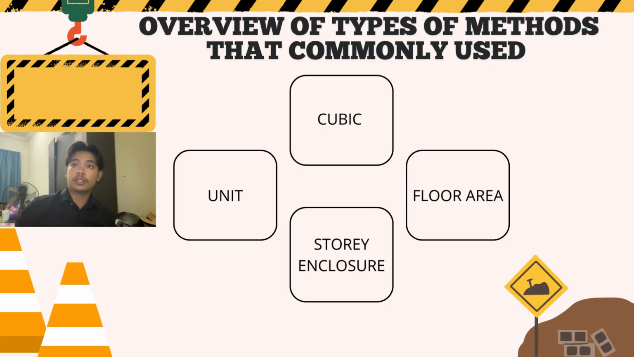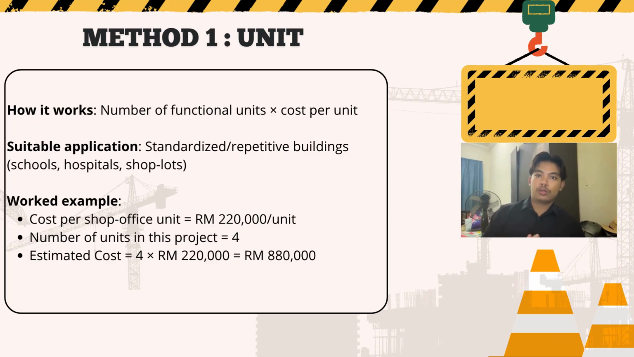So next is the overview of the types of methods commonly used in approximate estimating. First is the cubic method, and next the unit method. There is also the floor area method, and last the storey enclosure method. So I'm going to explain each method in detail. The first one is the unit method.